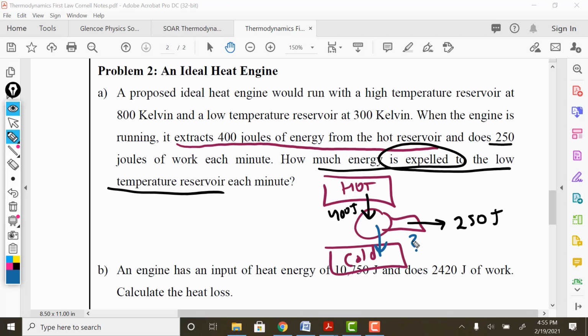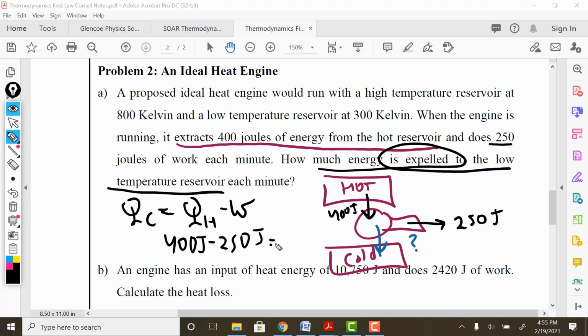They're looking for that. Well, QC is going to be QH minus the work. If I do the 400 joules minus the 250 joules, it is simply 150 joules. It's nice, folks. There isn't any fancy algebra. It's just like what adds up to it. It's kind of nice.